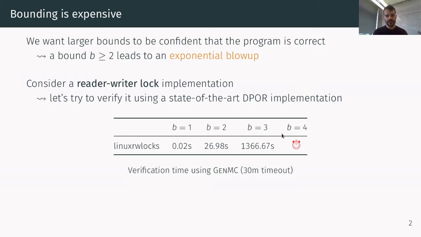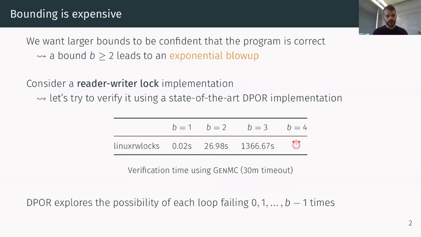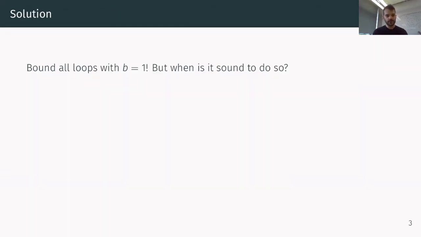So what is the issue? Why is bounding so expensive in the case of DPOR? The problem is that DPOR will explore the possibility of each of the program's spin loops failing from 0 to b minus 1 times, where b is the bound. So what is the solution? How can we solve this scalability issue of DPOR? Well, the solution is actually simple. The solution is to bound all loops using a bound of 1. But this solution is not sound in all cases.